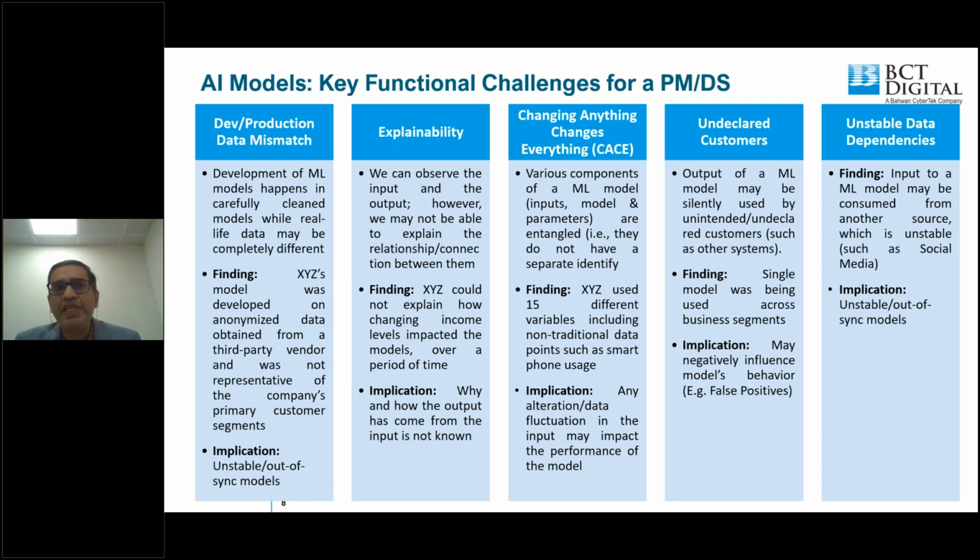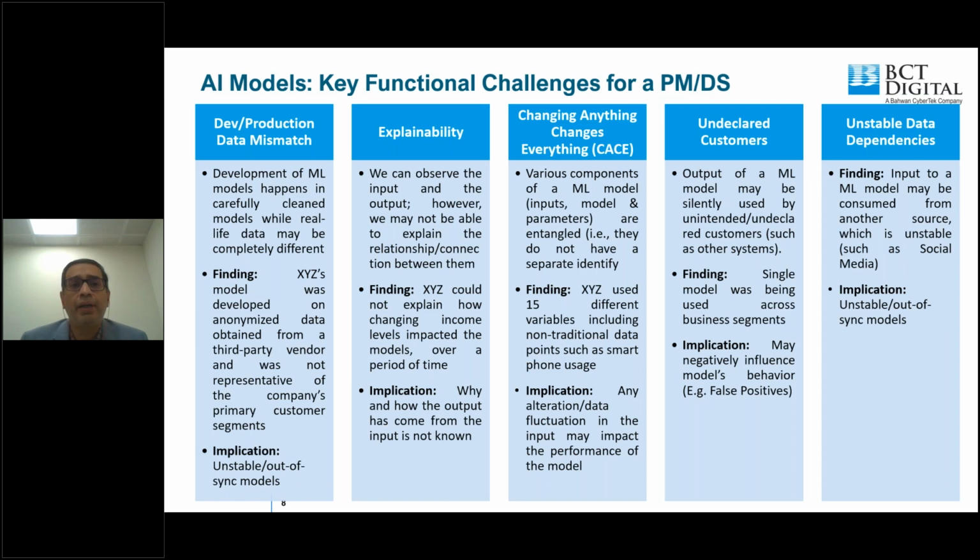The second major problem is explainability. What does explainability mean? We'll go through this aspect in slightly more detail. But in simple terms, explainability means that you are able to observe the output, but you are not able to correlate why that output has come and what is the relation between the input and the output. You are not able to draw any inferences between input and output. So this is the peculiar challenge which XYZ was facing.